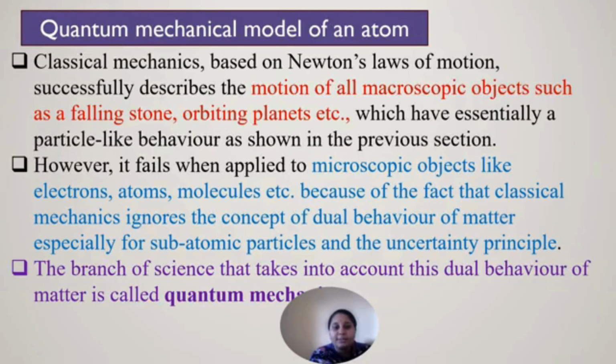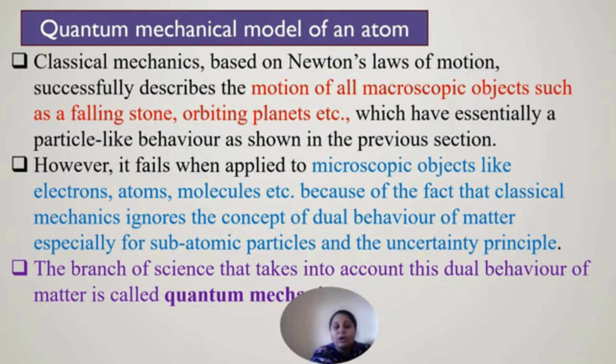So, the next concept is the quantum mechanical model. Newton's laws of motion were based upon classical mechanics, used for the motion of all macroscopic objects. So, it failed to apply to microscopic objects like electrons, atoms, molecules, as macroscopic objects can ignore the dual behavior of matter, that is particle and wave nature.